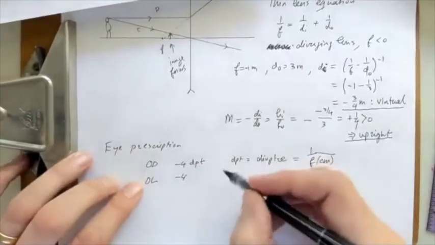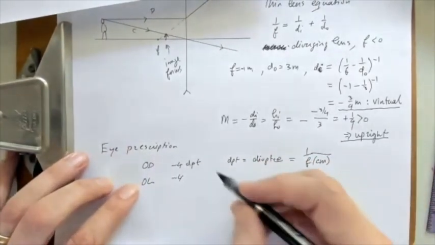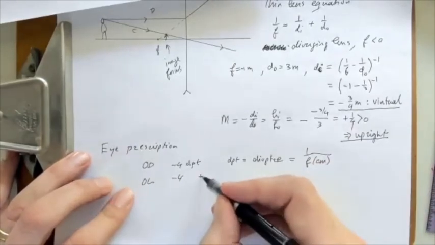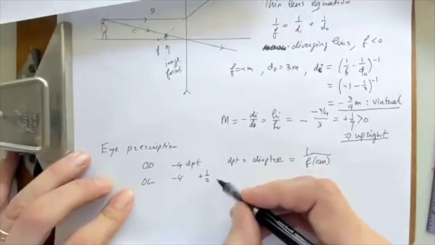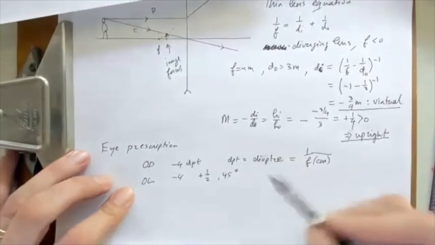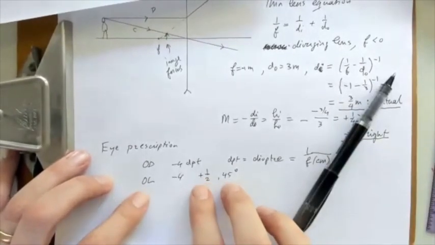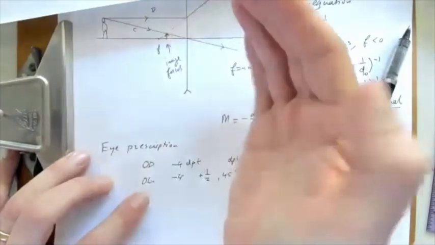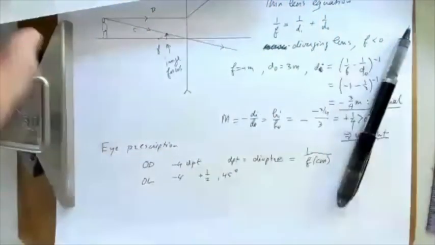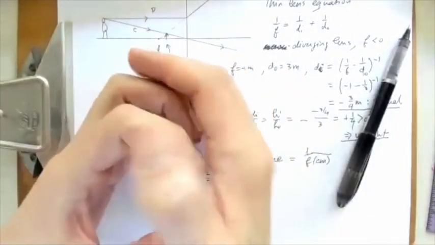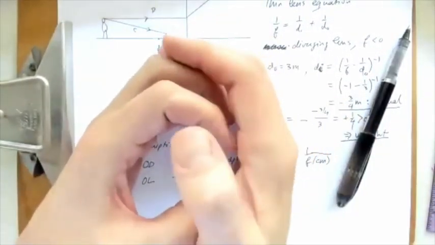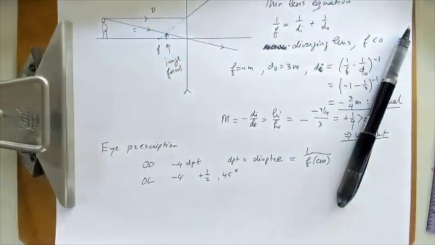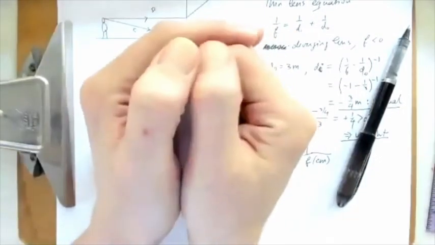Now, sometimes they will tell you something else with this. For instance, they'll say plus 1/2, 45 degrees. What does that mean? That means that you have astigmatism. That means that your eyeball, if you look at the lens, is supposed to be constant curvature, right? So if this is your eyeball, I should have brought a ball. Where is the ball? I had a ball. Can't find it. Okay, so imagine a sphere.